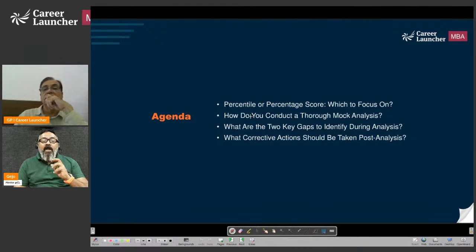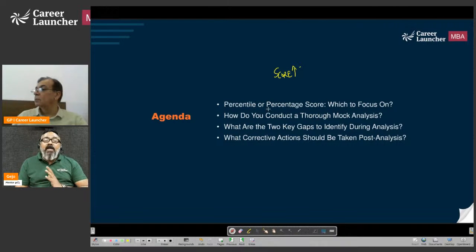First, when you're analyzing the mock, you're looking for some kind of score improvement, right? If you typically look at the mocks, at the end of the day, we want to improve our score. So the first question that we want to address is, what score should I focus on? Is it percentile or percentage or actual score? Second is how to conduct a thorough mock analysis. What is it that we have to do? And we'll discuss two key gaps to identify during analysis.